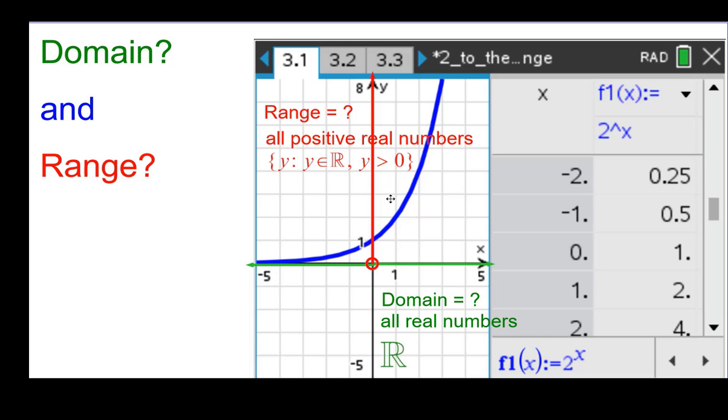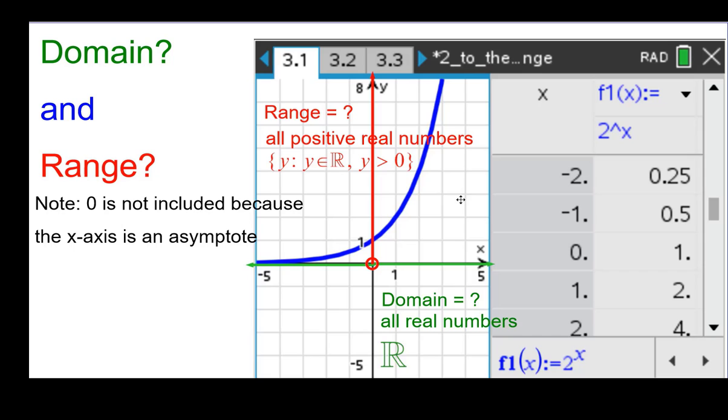And we write that as the set of all y such that y is a member of the real numbers, y is strictly greater than 0. Note 0 again is not included because the x-axis is an asymptote.